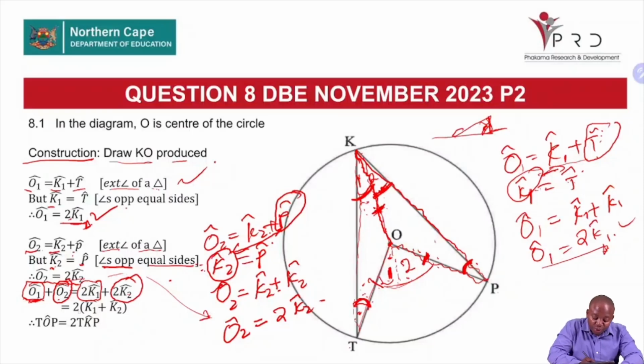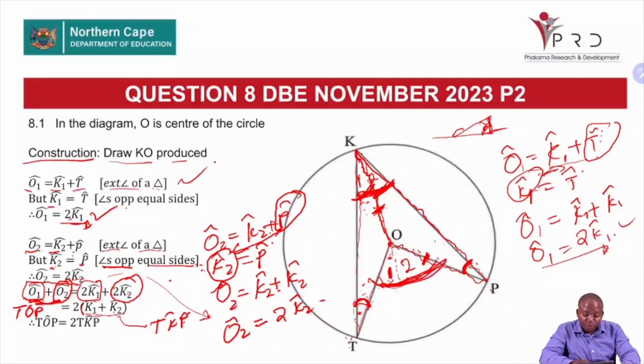So in that case, we can now factor out the 2. 2 is common. We factor out the 2. We remain within the brackets with K1 plus K2. But remember, K1 plus K2, they make up the whole angle. When we add them together, they make up what? K1 and K2 make up TKP. So K1 plus K2 is TKP. O1 plus O2, it is what? It is TOP. So this O1 plus O2 forms TOP. So that's what we're having in that case.